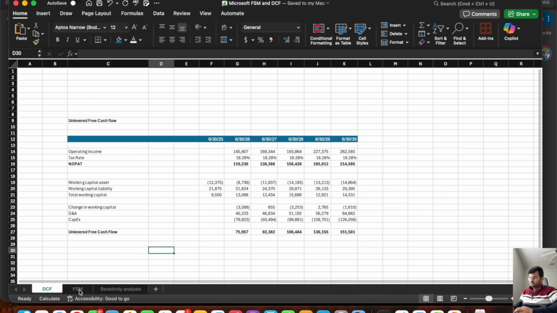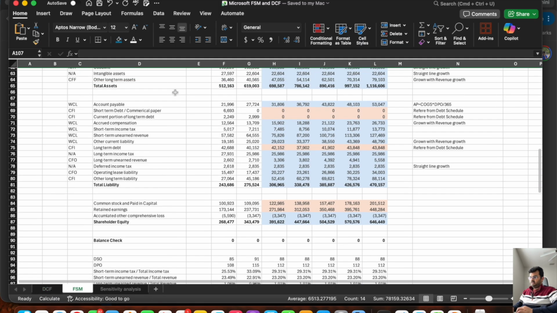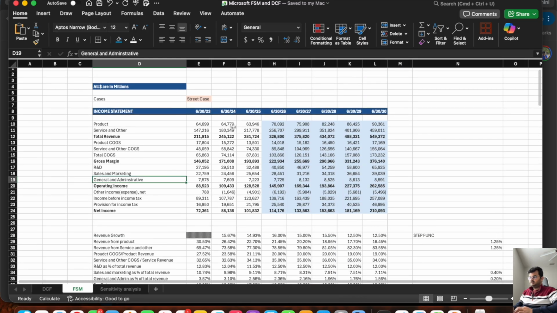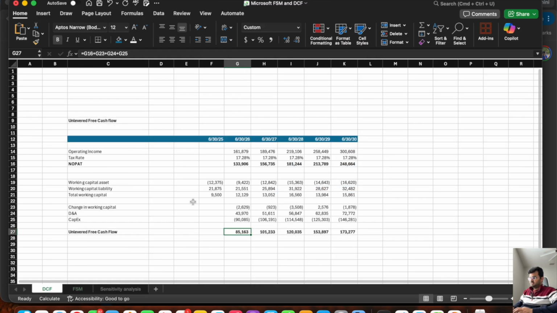And one beautiful part here is, you could see for 2026 we are evaluating the free cash flow as close to $76 billion. And as I mentioned at the beginning of this video, this model has three different cases: best case, street case, and weak case. If I change any number here, you could see the numbers also changing there, because I'm just linking from this financial statement model to the DCF. Say from street case, I'm changing to best case. Then you could see the number shot up from $79 billion to $85 billion.